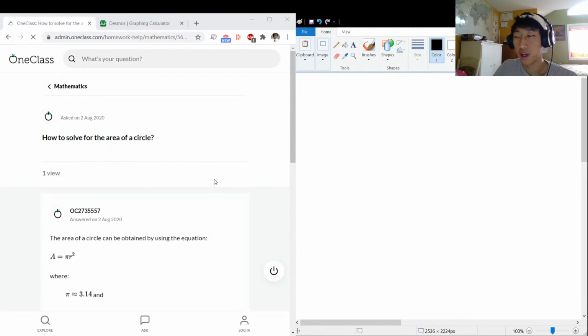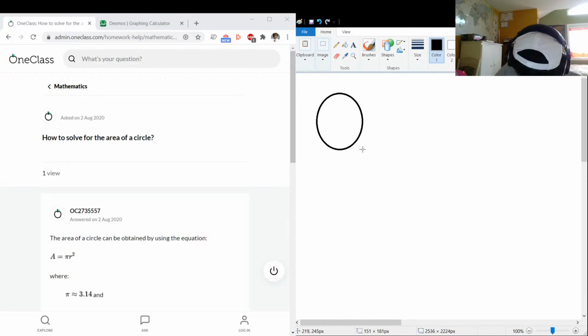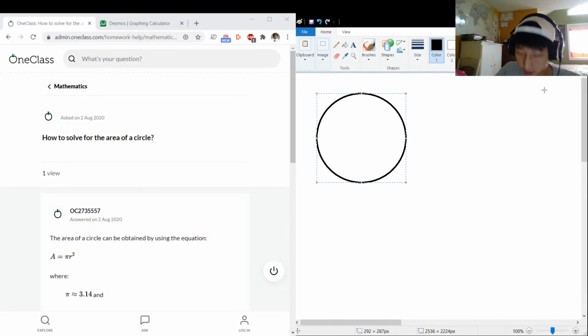Okay, so the next question that we have on the menu is, how do we solve the area of a circle? Let's see if I can draw a nice circle here. So if this is our circle, the area of the circle is just what is enclosed inside. Let's say right here, that's the center of our circle.